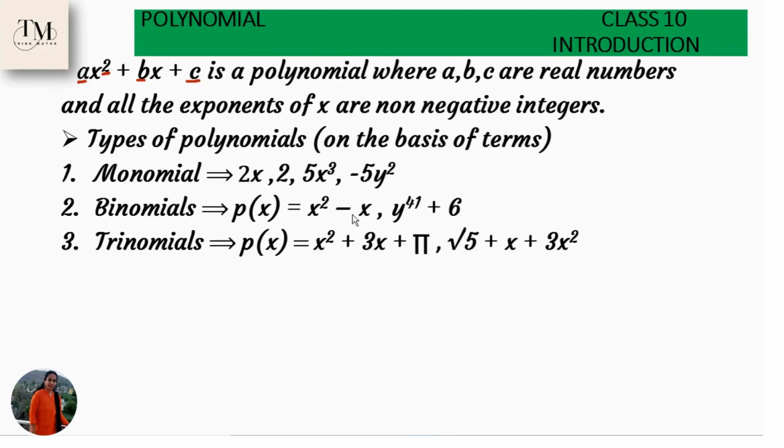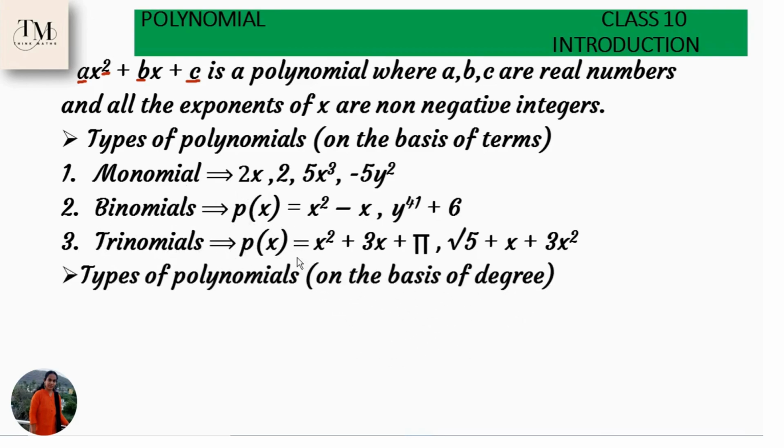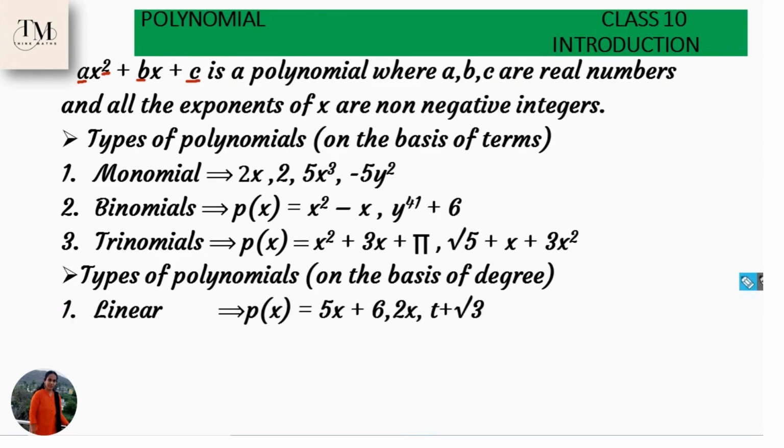Okay. In the same way, we can categorize the polynomial on the basis of degree. Degree is nothing but the highest power of the variable. So first one is linear. The highest power is 1. Here x to the power 1, its highest power is 1. Those polynomials are called linear.